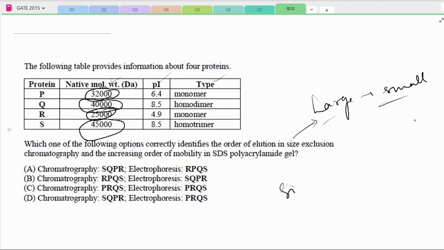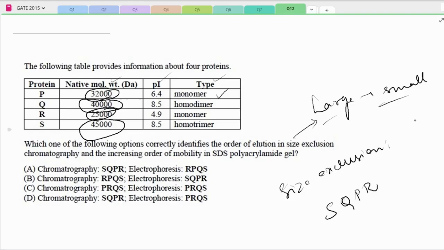So for size exclusion, the order of elution is SQPR, right? Yes. Now we need to look at SDS-PAGE. For SDS-PAGE, there is denaturation that happens, which means the proteins are no longer dimers or trimers. So they only exist as monomers.